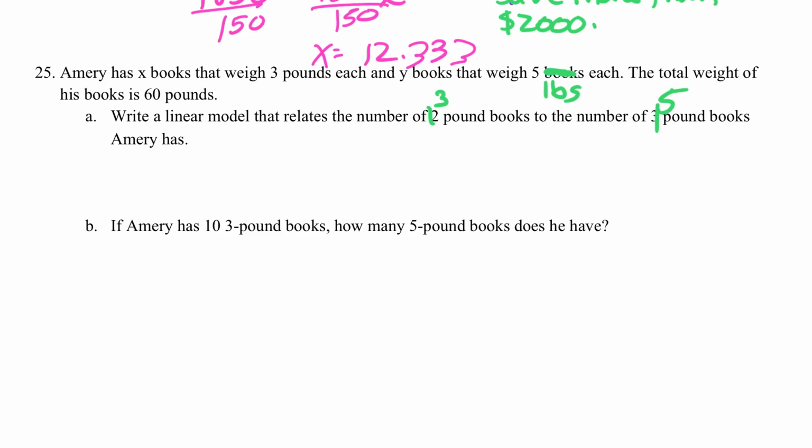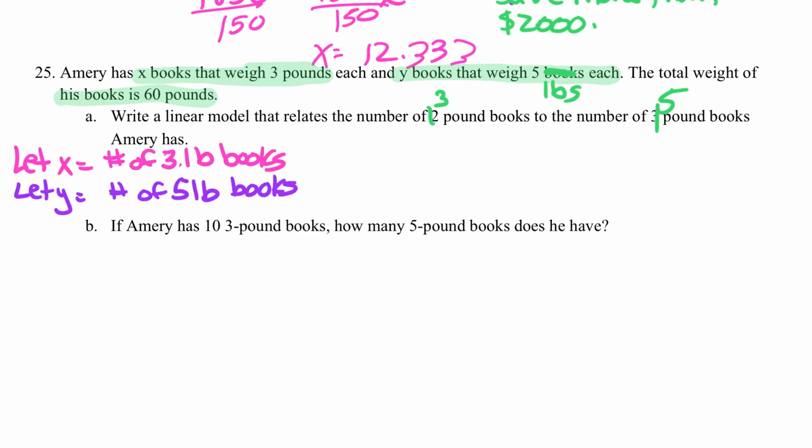So my key information is that he has X books that weigh 3 pounds and Y books that weigh that amount. And then the total weight is 60 pounds. So I'm going to write my define. So I wrote, let X equal the number of 3-pound books and let Y equal the number of 5-pound books. So my equation will look like 3 times X plus 5 times Y is equal to 60, because 60 is the total amount of pounds.